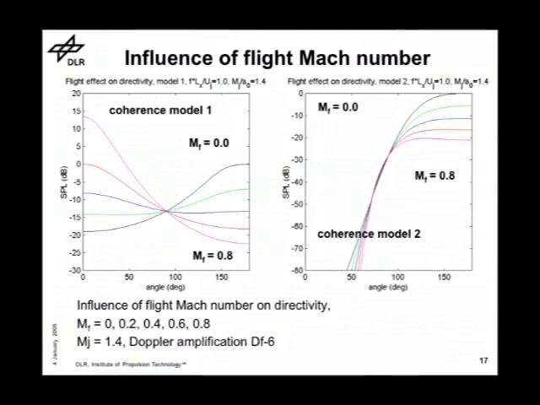So it would be jet mixing noise, not broadband shock noise. But the coherence model 2 is the opposite. So we really don't know. I would have to look now if there is a closed form solution for an intermediate model.